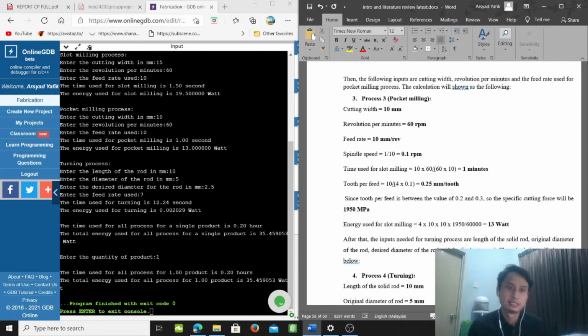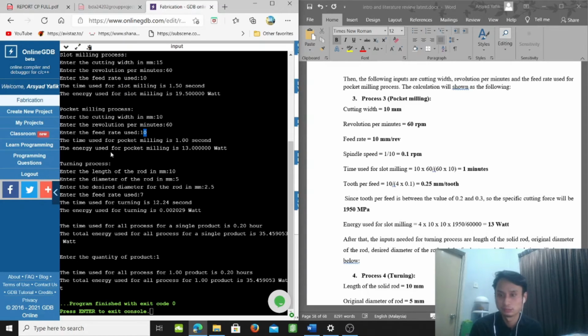For the input, we get the cutting width, so we put 10 millimeter. The revolution per minute we got is 600 rpm, and the feed rate we use is 10. So the time used for pocket milling is 1 minute, and the energy used for pocket milling is 30 watts.